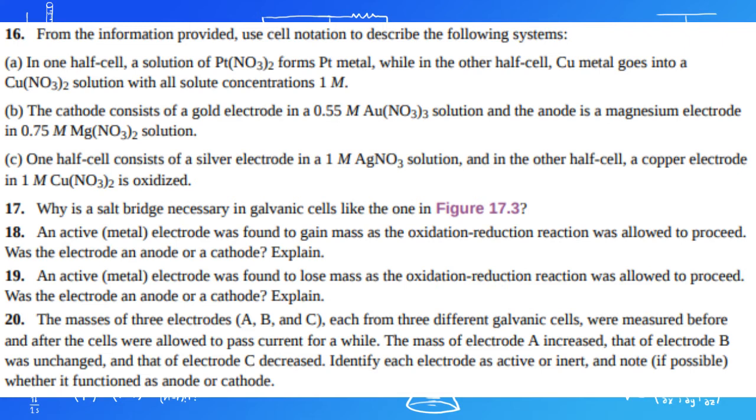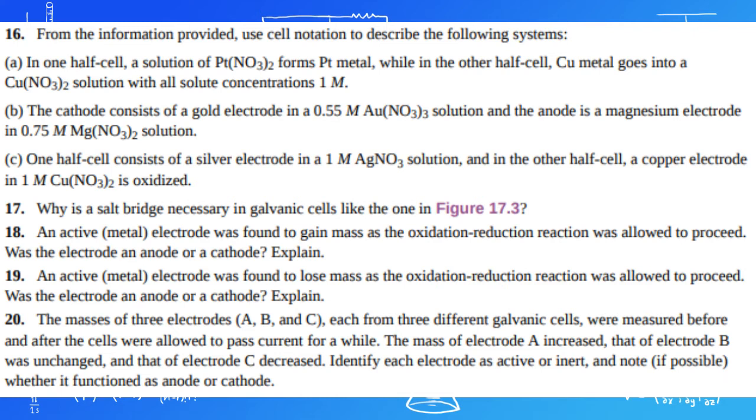20, the masses of 3 electrodes, A, B, and C, each from 3 different galvanic cells, were measured before and after the cells were allowed to pass current for a while. The mass of electrode A increased, that of electrode B was unchanged, and that of electrode C decreased. Identify each electrode as active or inert, and note, if possible, whether it functioned as anode or cathode.